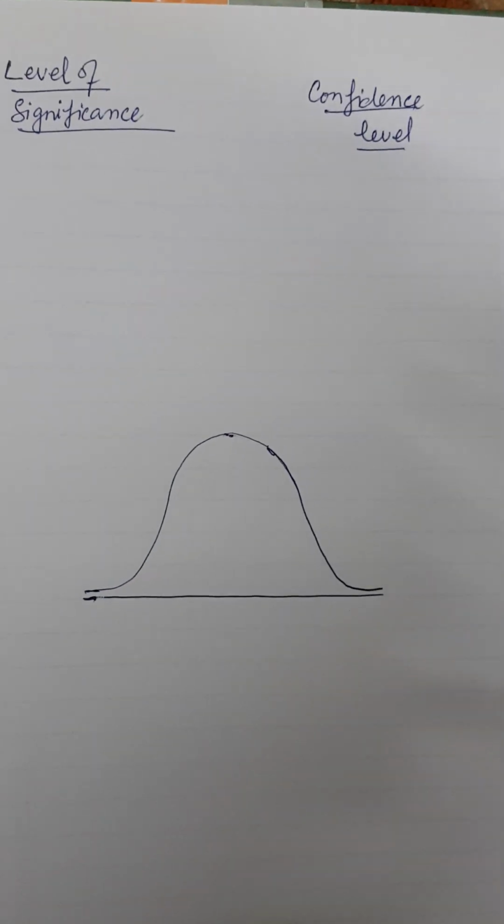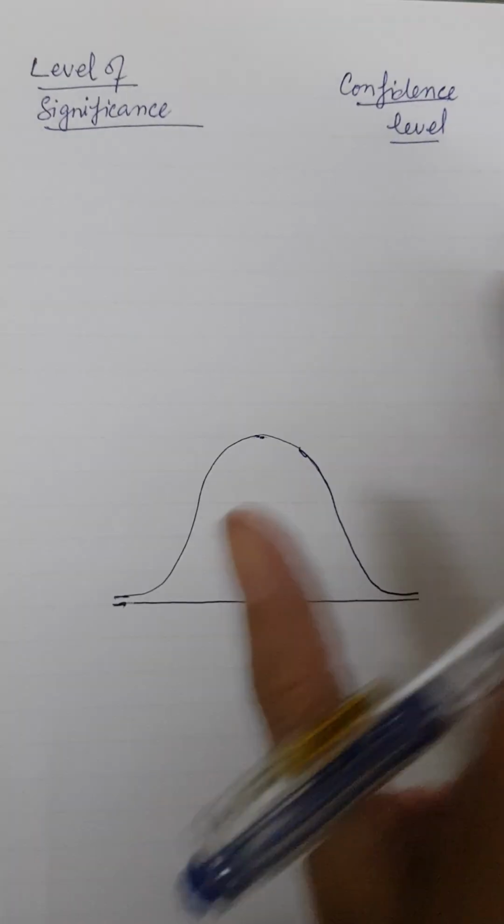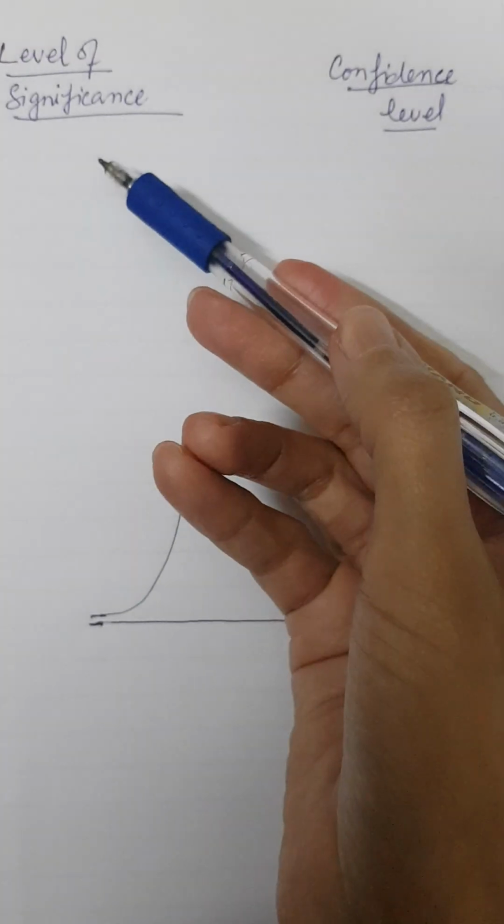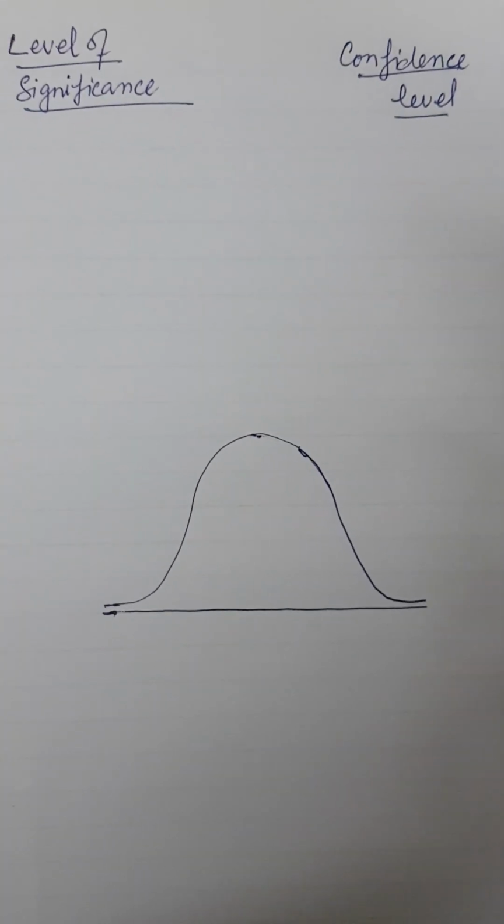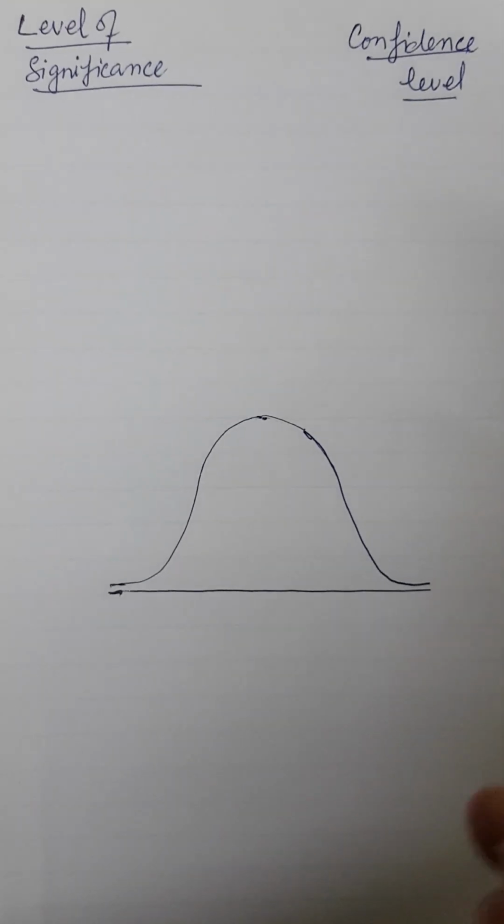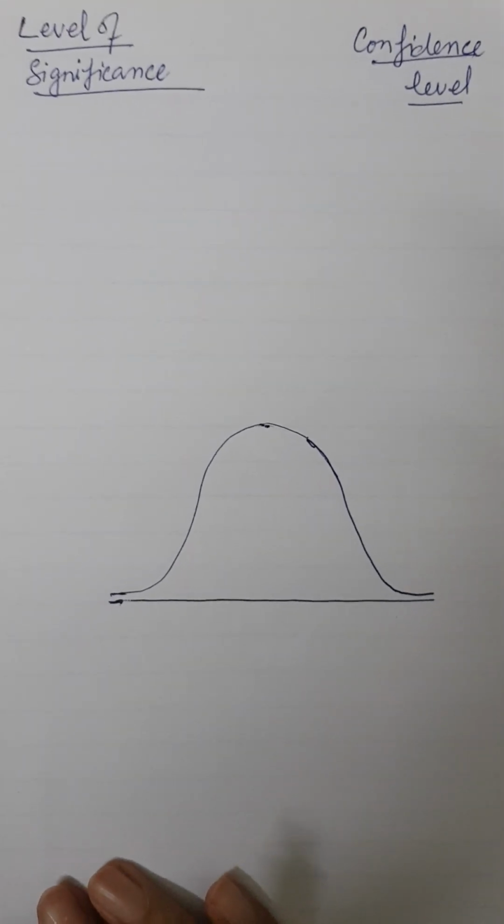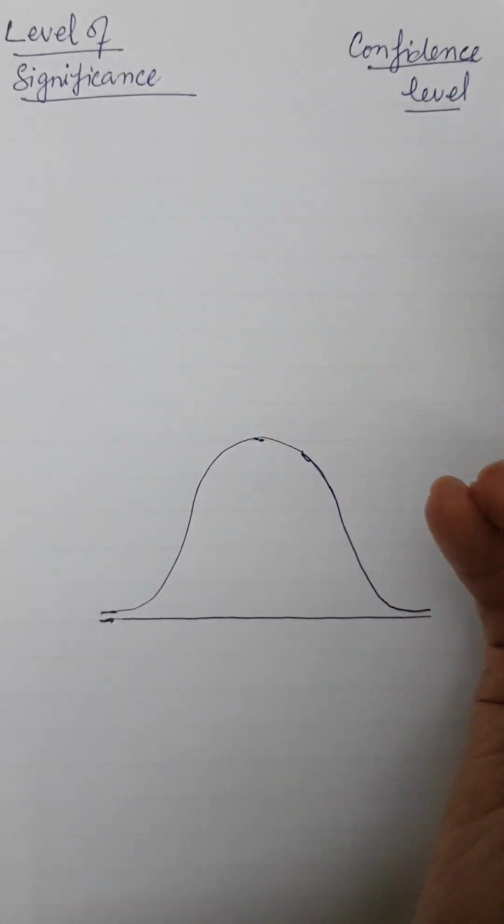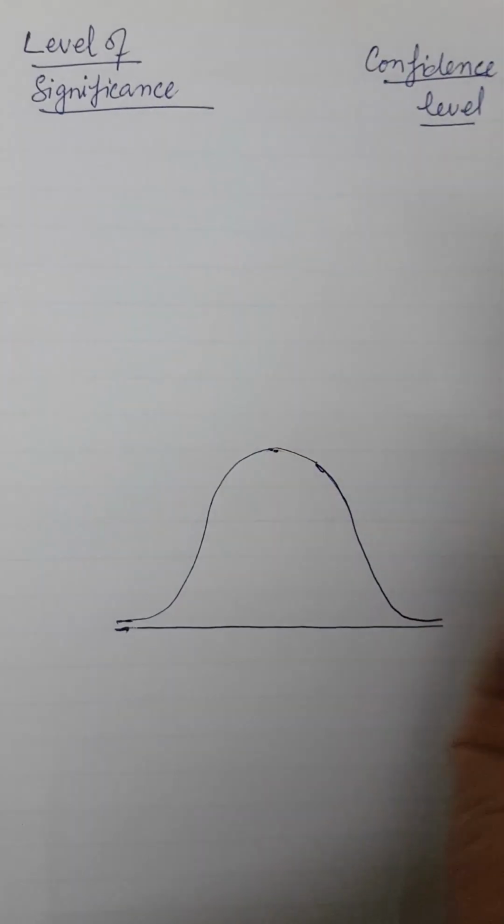Now we will try to simplify two very difficult phenomena: what is the level of significance and what is the confidence level. Usually the students have a very low confidence level regarding these two terms, and somehow we will try to simplify them today. Now the level of significance and the confidence level, what are these two things?